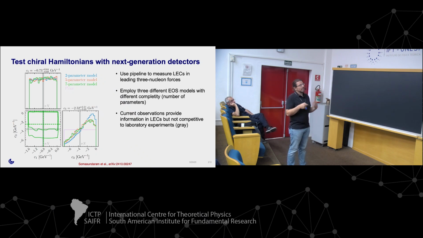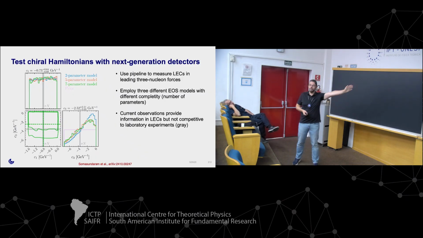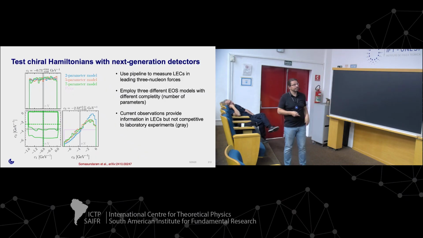For C3, it's a bit different. You get some information, but also not that much, right? So again, you see the experimental determination in gray, you see the prior, and you see astrophysics gives us some information. It wants this parameter to be rather small, but in the end, uncertainties are large. You are not at all competitive with experiment whatsoever.